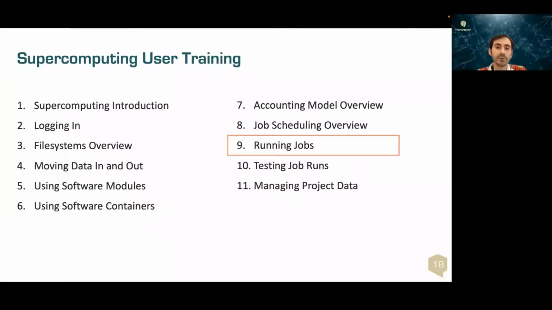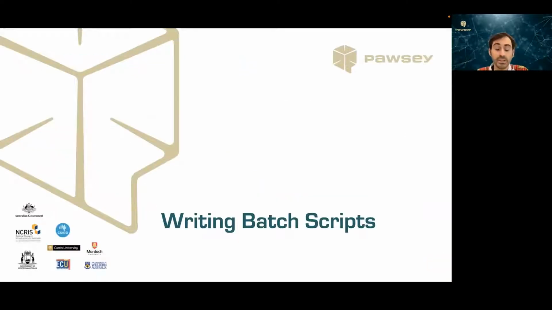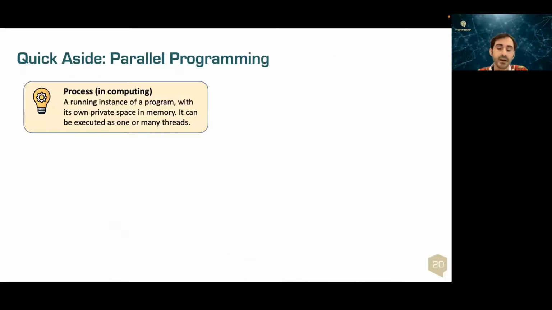We're still in module 9 on running jobs of this Pawsey supercomputing user training series. I'm going to start now with the second part of this module, which is about writing batch scripts. We've seen how to submit and monitor them in the first part of the module. Now we're going to see the contents and how to specify resource requests to the scheduler using the requested syntax.